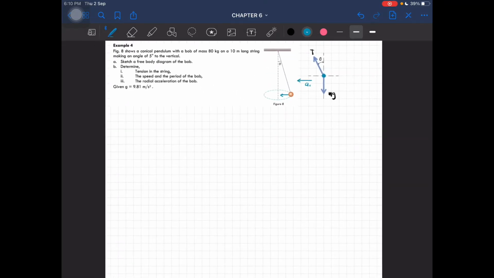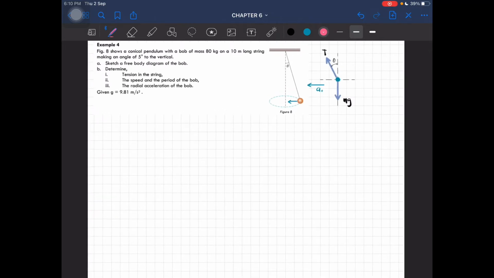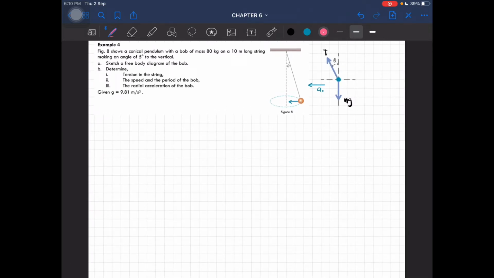Okay, now let's continue. We've done the sketching of the free body diagram. Now we have to determine the tension in the string, the speed and the period of the bob, and finally the radial acceleration of the bob. Okay, so let's try to split this into x and y components.